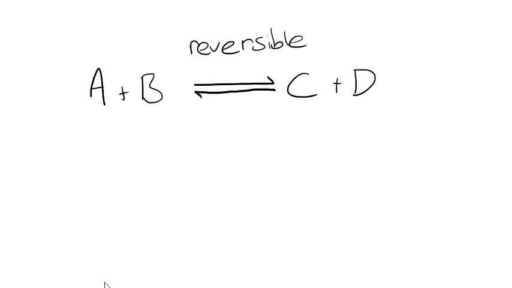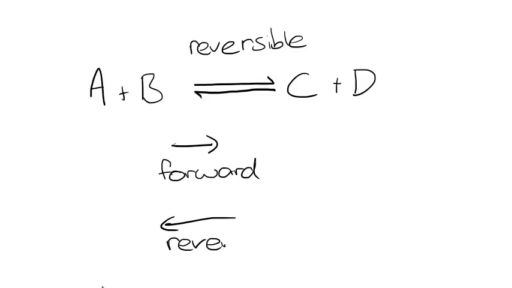So this introduces the concept of equilibrium as well. We get to a point where the amount of reactants turning into products will be the same as the amount of products turning into reactants, and that's called equilibrium. When we're going in this direction from AB to CD, this is called the forward reaction, and when we're going in this direction, this is called the reverse direction, or the reverse reaction.